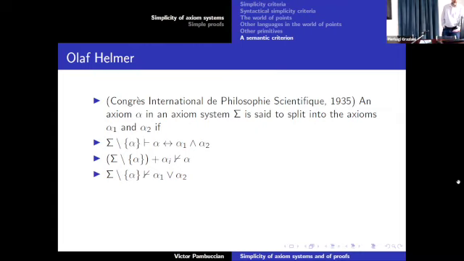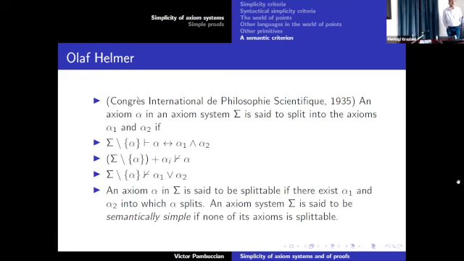Okay, so what is the criterion then? Well, you call an axiom in an axiom system splittable if there exists an alpha 1 and alpha 2 in which it splits. And an axiom system is said to be semantically simple if none of its axioms is splittable. So in other words, each axiom says just the weakest idea that you can get there. It's not made of two distinct things, right? So none of the axioms is too strong.